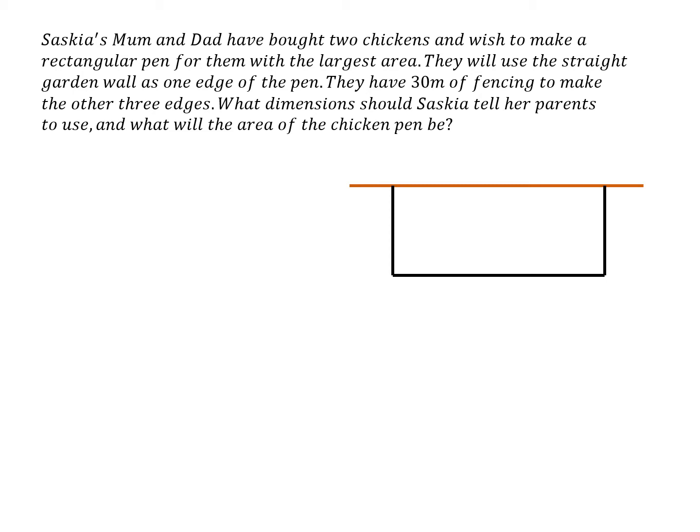But there's not very much information on the diagram yet, and I can't really directly put any information from the question. So I need to dream up some letters, some names, if you like, for the sides of the pen. If I call the width W and the length L, which seem like reasonable choices of letters, then the area of the pen will be equal to width times length.